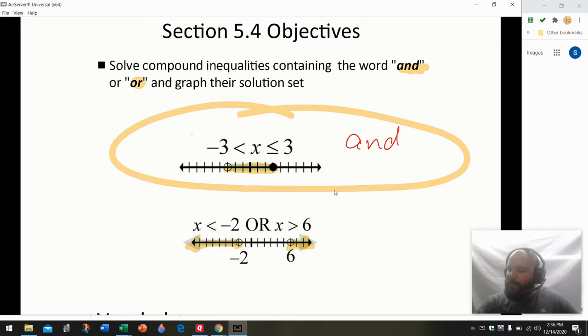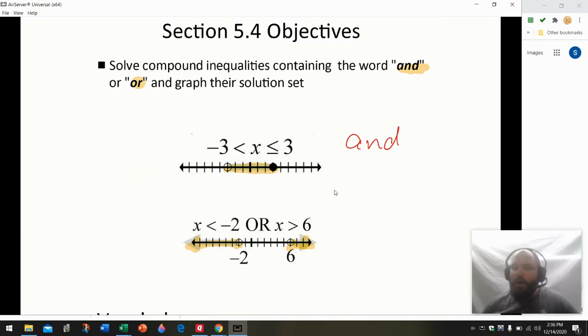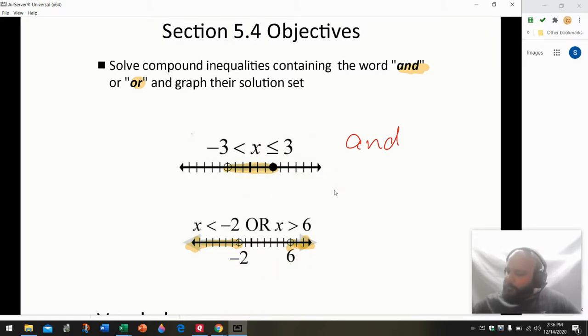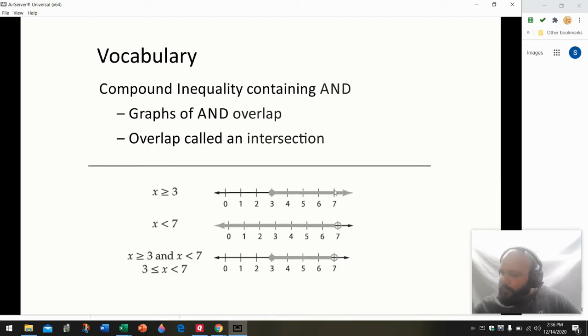And on those graphs, where the dots show up on the numbers is going to change, but the general shape of the graph will not change. This is what an and looks like. This is what an or looks like. So, vocabulary: compound inequalities containing and or.